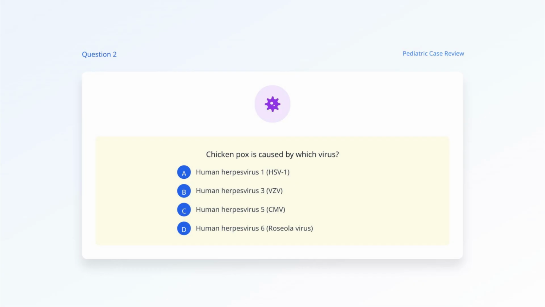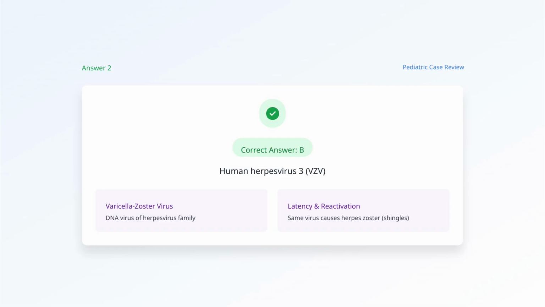Chickenpox is caused by which virus? A. Human herpes virus 1, HSV1. B. Human herpes virus 3, VZV. C. Human herpes virus 5, CMV. D. Human herpes virus 6, Roseola virus. The correct answer is B.